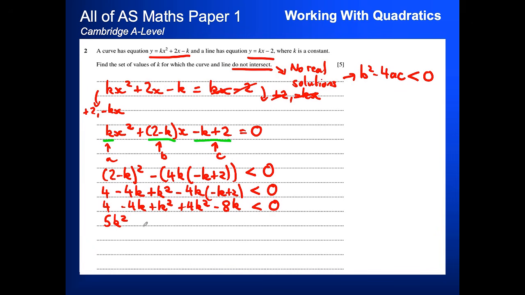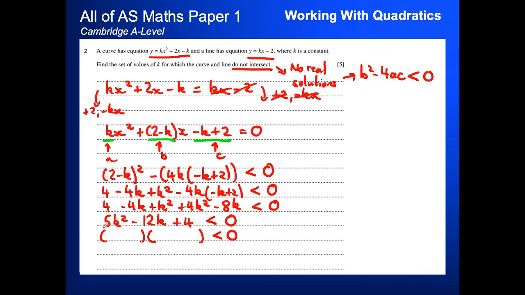Minus 4k minus 8k is minus 12k. And don't forget our little plus 4 over here as well. Don't forget our constant term is less than 0. Now the way we actually go about solving a quadratic inequality is we solve it as if it were a normal inequality. So we're going to factorize into 2 brackets, a very important skill to know.